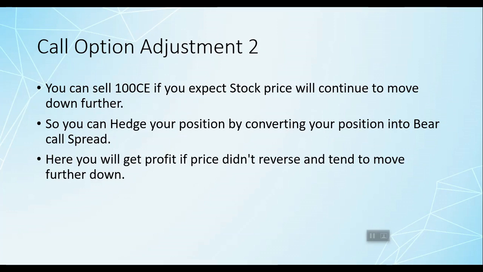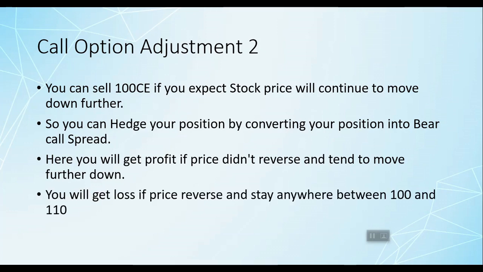So here you can get a profit if the price does not reverse and tends to move down further. Okay, but what will happen if the stock price reverses from that particular range, and the stock price is ranging between 100 and 110? In this place you will tend to lose some amount, as no break even has been hit. So at this place you might have a loss.